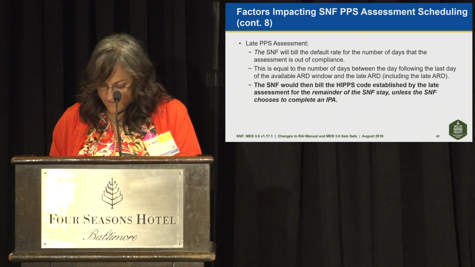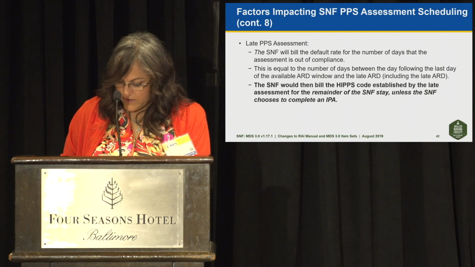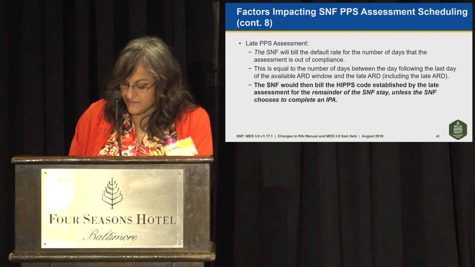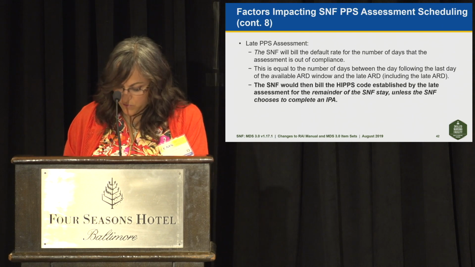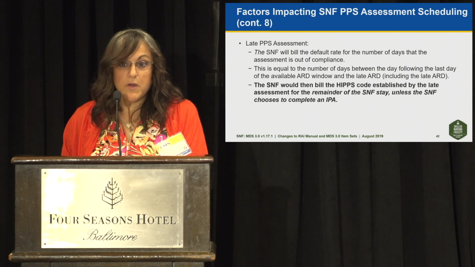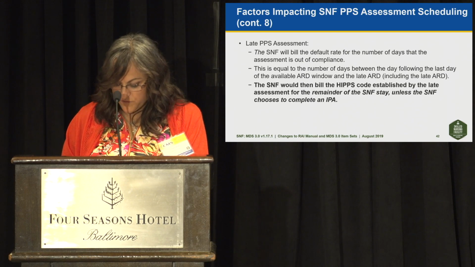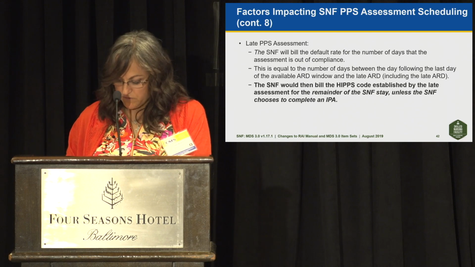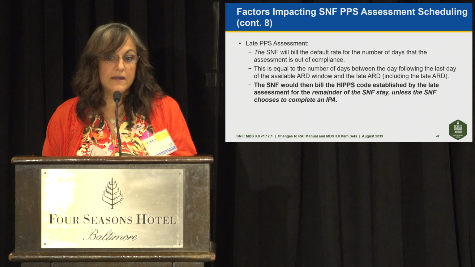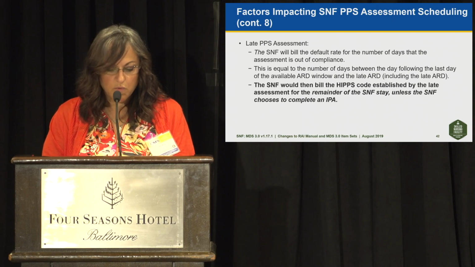So for example, a 5-day with an ARD of day 11 is out of compliance for 3 days and therefore would be paid at the default rate for days 1 through 3 of the Part A stay. And the HIPS code from the late 5-day assessment would be used for the remainder of the Part A stay, again, unless you determine that you want to complete an IPA.